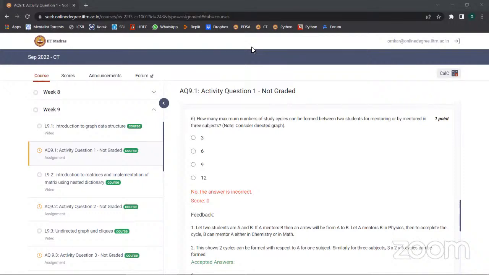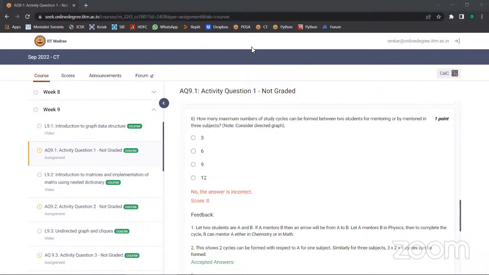See, what is the cycle? You go from one point to another point and you come back to the original point. Then only it becomes a cycle. Let's say I traveled from Pune to Chennai. That's not a cycle. That's just a path. When I come back from Chennai to Pune, it becomes a cycle.